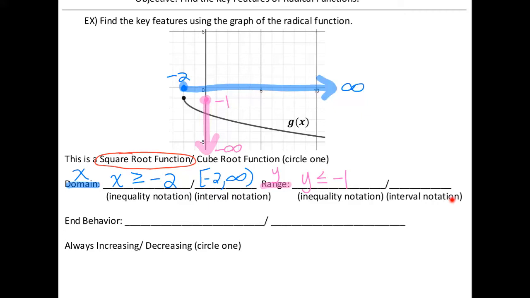And then interval, we go from bottom to top. Even though it has a dot and then an arrow, you don't follow the arrow. You always go from bottom to top, okay? So the bottom of the interval to the top of the interval, negative infinity to -1. So parenthesis, negative infinity to -1, bracket.